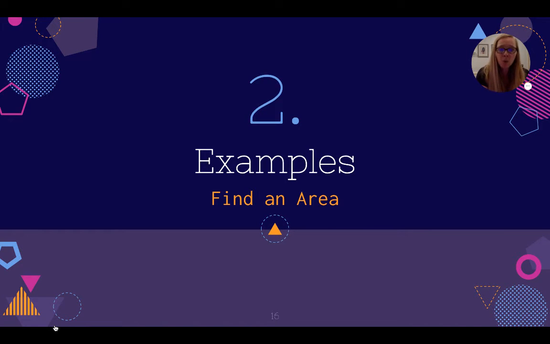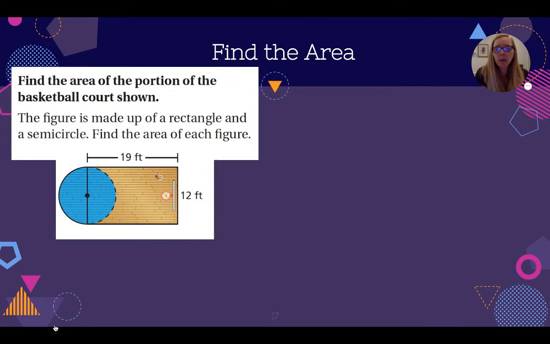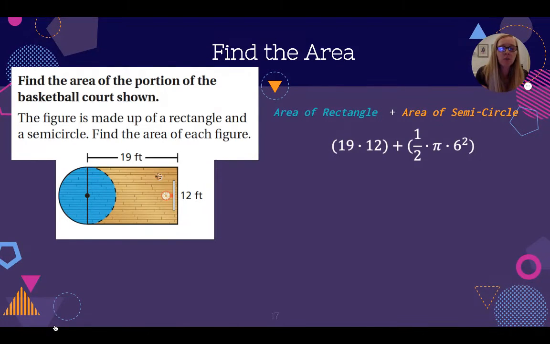Okay, so that's what we're going to do next, finding the area. So here we have a basketball court. Our court, if you look at that composite figure, you can break it into a rectangle and a semicircle. So the area of the rectangle is 19 by 12. The area of the semicircle, though, remember our semicircle is half the area of a circle.